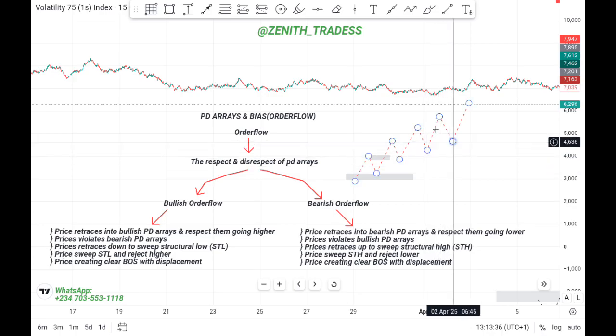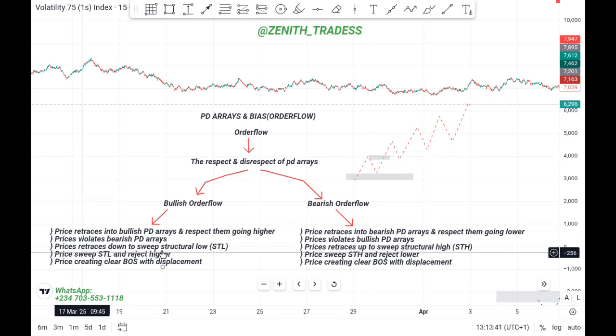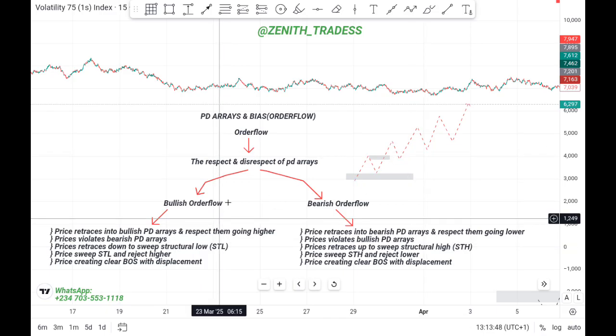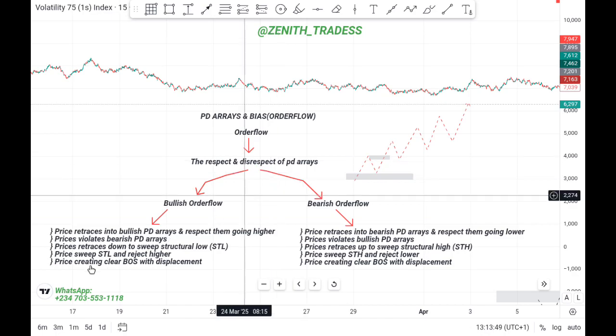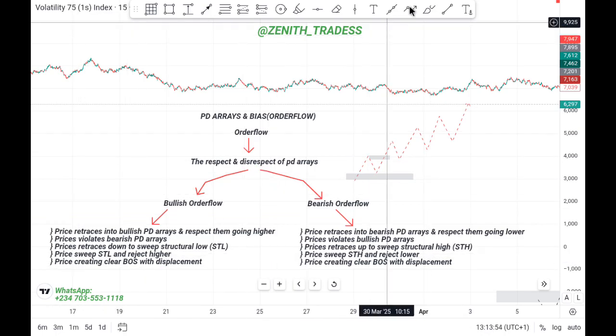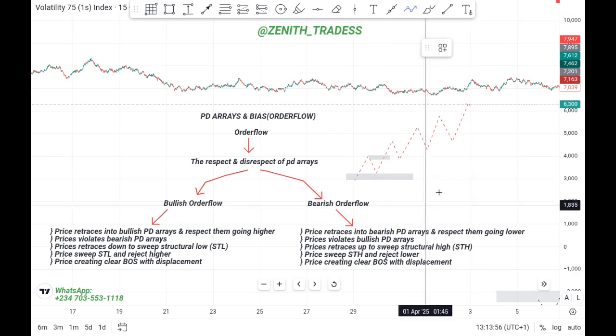Price will always come back to sweep it. So that's why they say price retraces down to sweep structural low, right? Price will always retrace down to sweep structural low in a bullish order flow. Price sweeps structural low and rejects higher.